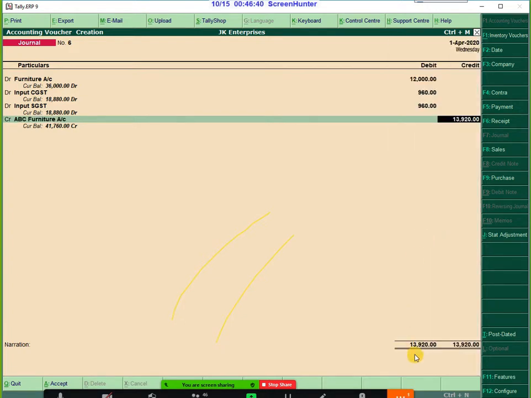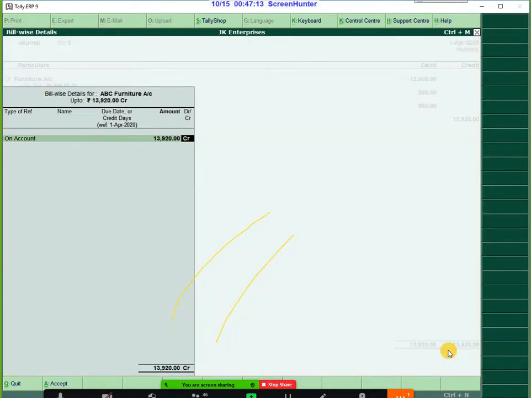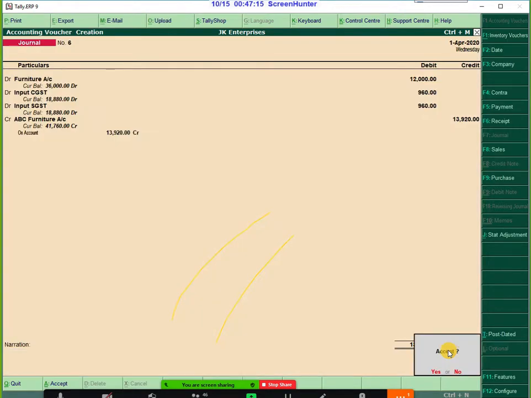Let us see, here the figures tally. 13,920 including taxes. The actual cost of furniture is 12,000, and the two types of tax, input central GST and input state GST, are debited by 960 rupees each. Enter, accept, yes.